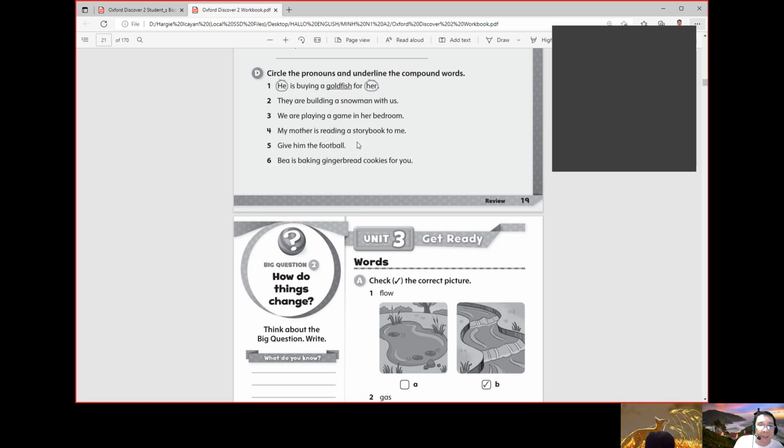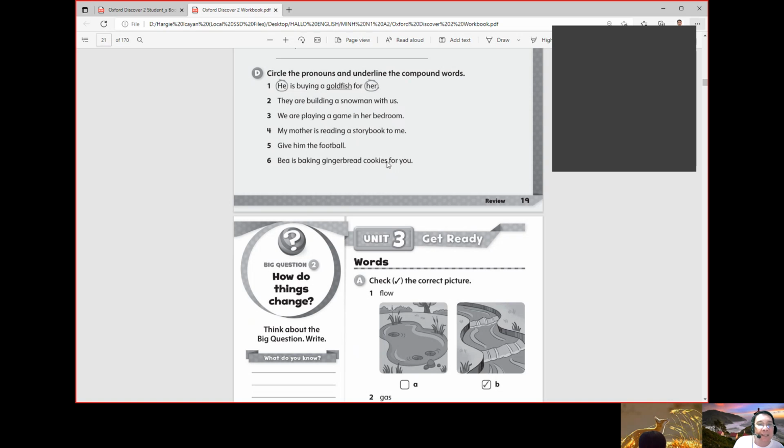Number three, can you read first? We are playing a game in her bedroom. Very good. What are the pronouns? The pronouns are we and her. What kind of pronoun is we? Subject. What about her? Object. And what is our compound word? Bedroom. Very good. Number four, Min.